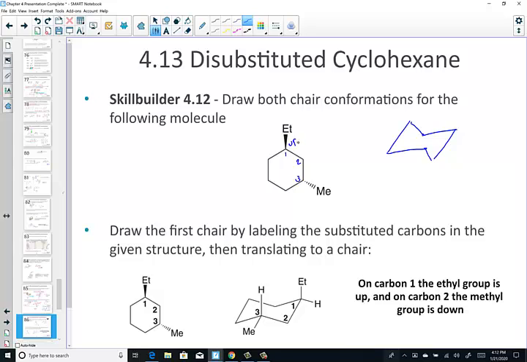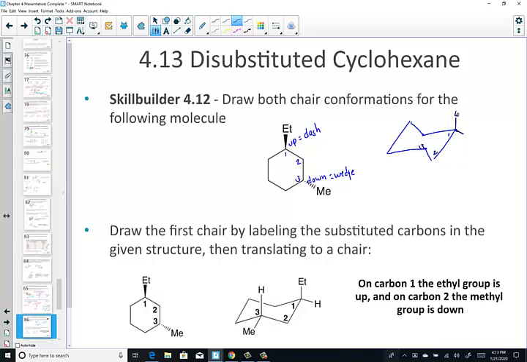Carbon 1 needs to point up. Carbon 3 needs to point down. That's what the definition here of seeing the dash means pointing up. Seeing the wedge means it's pointing down. Now let's figure out what's happening. Let's call this carbon 1, 2, 3. Carbon 1 will have an axial pointing up and an equatorial pointing down.